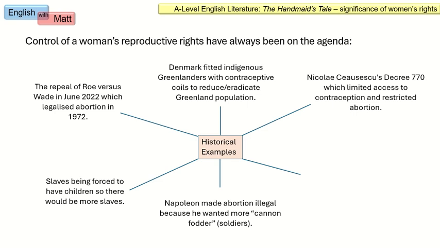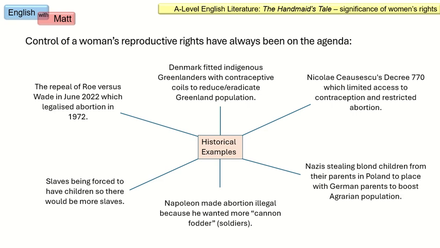Nicolae Ceausescu in the 1960s in Romania, in his Decree 770, limited access to contraception and restricted abortion. I think he made it law that most women had to have 4 children, and that, of course, resulted in a huge increase in orphanages, in children being abandoned, and also women dying in childbirth. So this again was because the Romanian birth rate was falling, and he was panicking that the Romanian blood would peter out. So that was his solution.